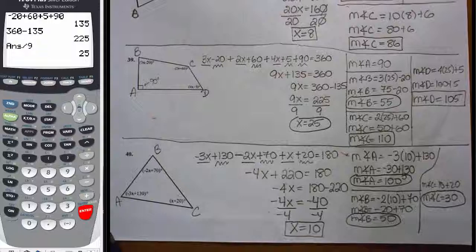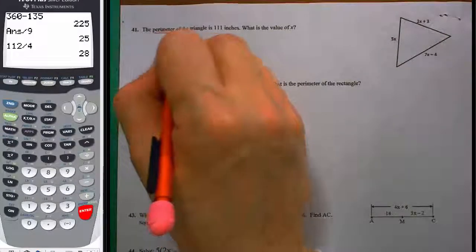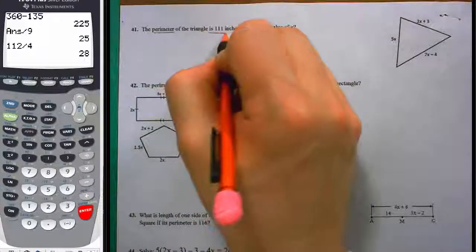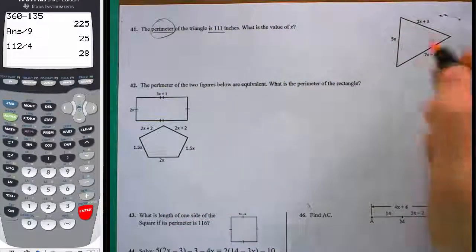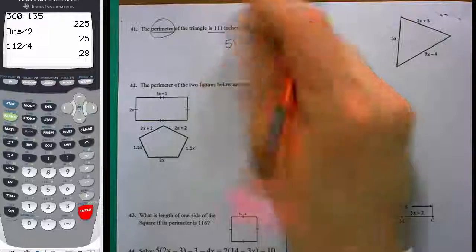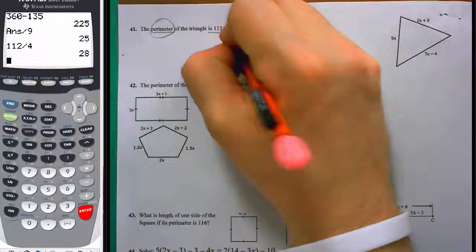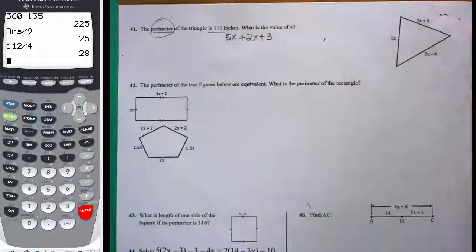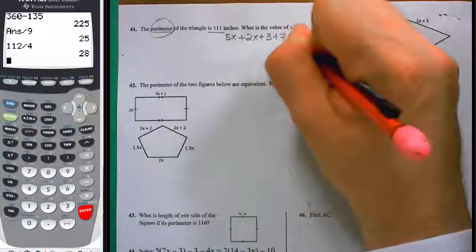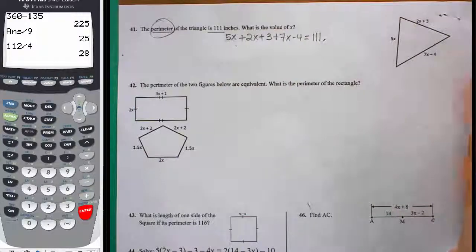Alright, very well. Here we have problem number 41. This is a geometry problem that talks about perimeter. Perimeter is 111. Perimeter means that we're going to add all the sides. So let's take all the sides. Actually, let me write it smaller. So it'd be 5x plus 2x plus 3 plus 7x minus 4 equals 111.